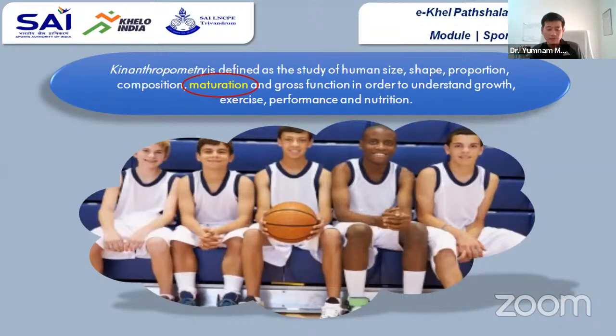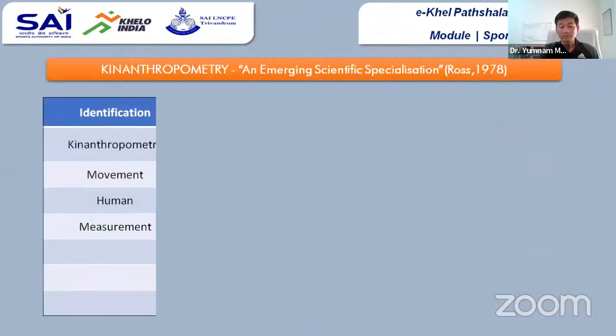So there are some advantages and some disadvantages, which have been seen under this maturation status and growth function, in order to understand growth, exercise, performance, and nutrition. So why are we studying size, shape, proportion, composition, and maturation? To understand growth and exercise performance, and to enhance performance.